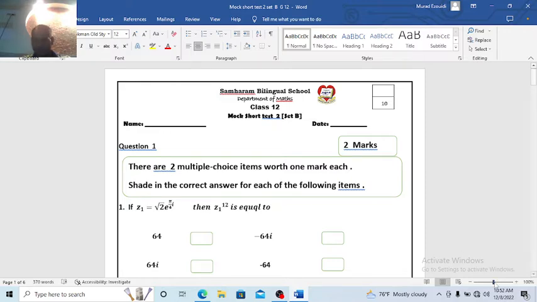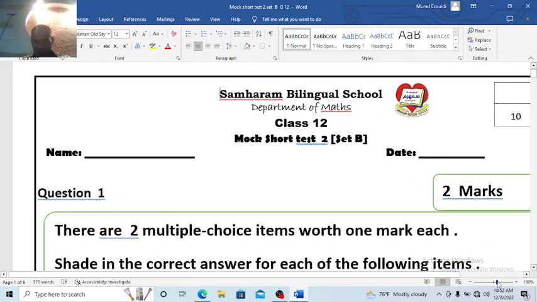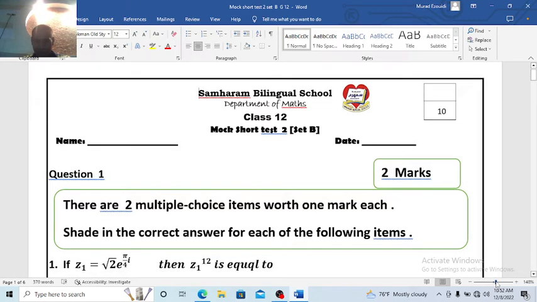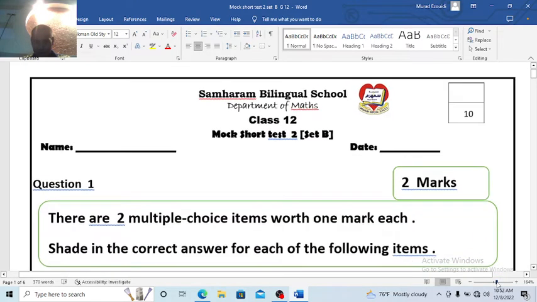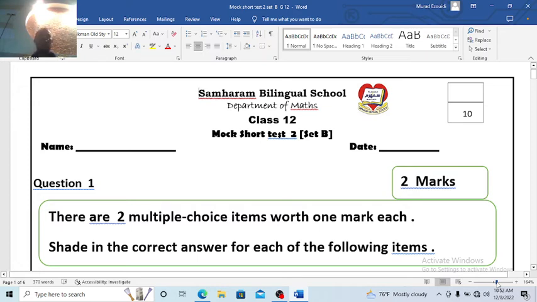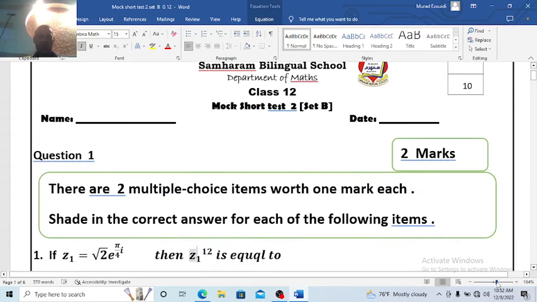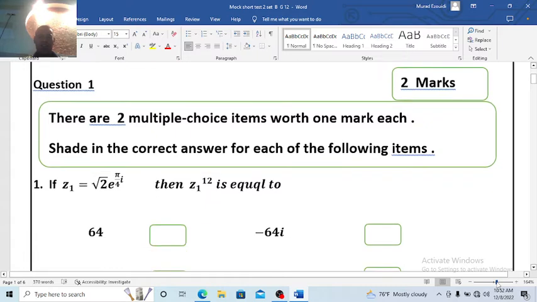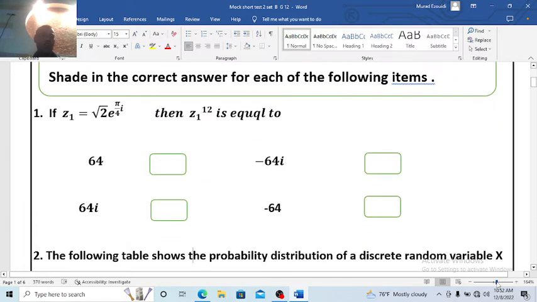I'll just expand this and make it bigger. There are in fact two multiple choice questions, one mark each, shading the correct answer for each of the following items. Question number 1: if z1 equals the square root of 2 exponential pi over 4 i, then z1 to the power 12 is equal to what?